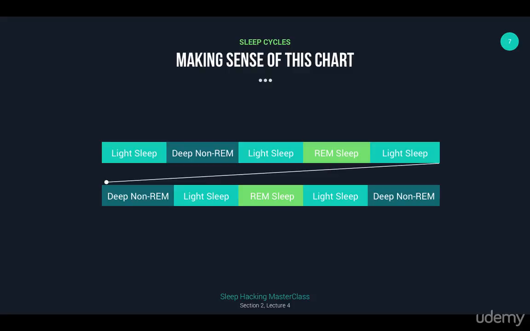And you'll also see that light sleep is sort of the intermediary. It's the thing that bridges the gap between stages of deep non-REM sleep and REM sleep. And we experience it through every single cycle. So it's at the top of the cycle, we go down again, and then go back up again. And we're going to discuss each stage of sleep and its role in the next lecture.